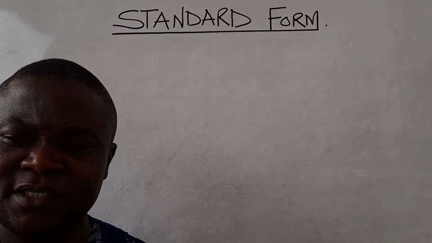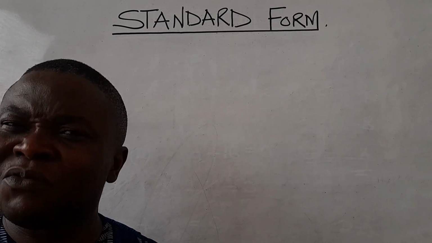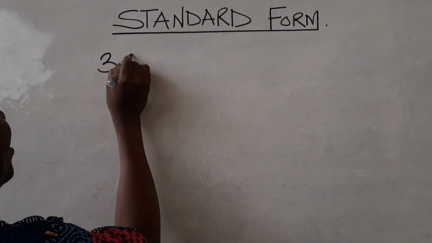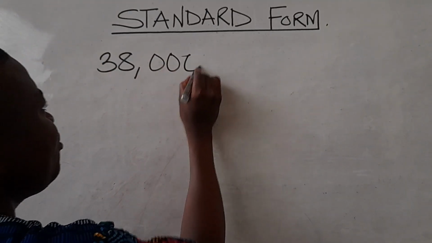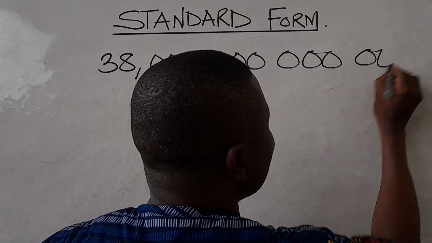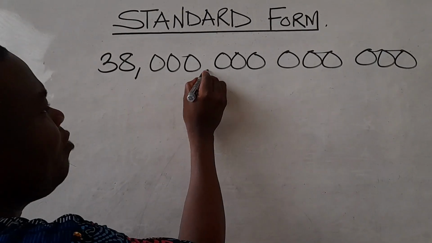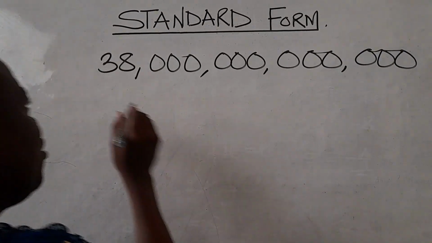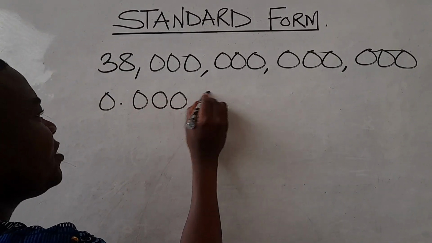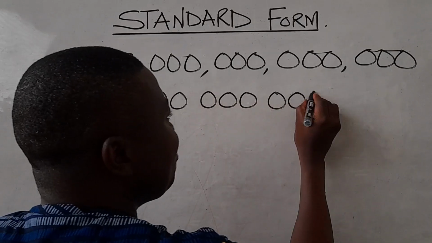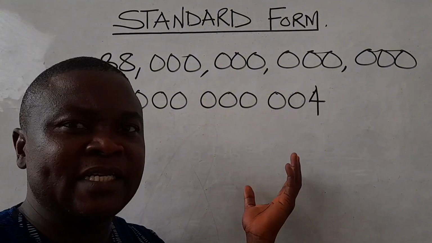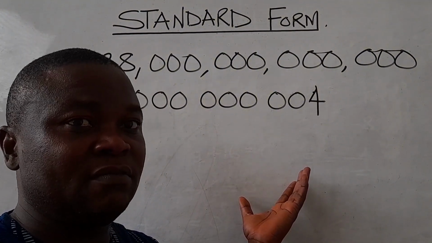Have you ever imagined how very large numbers can be written? Say you have 38000000000000. Very large numbers like this. Or you have a very small number, say 0.000000004, like this. If you always write numbers like this, it will actually take up our space.